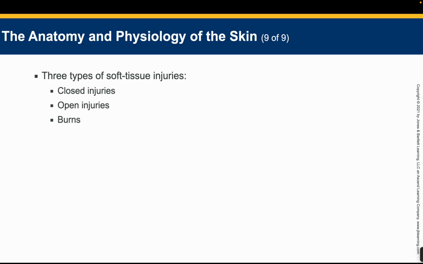To wrap up this section, soft tissue injuries fall in three main categories. You've got closed injuries, where the skin remains intact, things like bruises and contusions. Then there's open injuries, where the skin is broken, and that's where you start dealing with bleeding and increased risk of infection. And finally, burns, which are their own category because of how they affect the body, not just locally, but systemically as well.